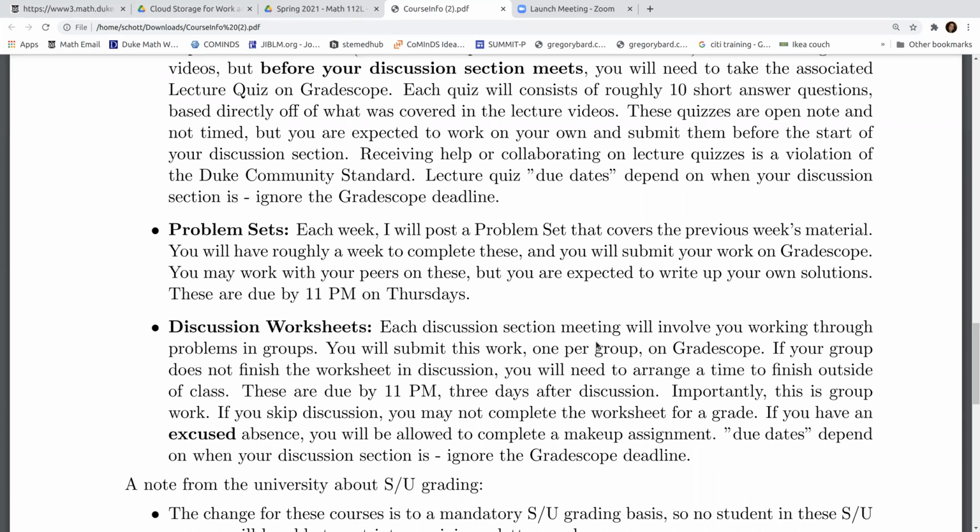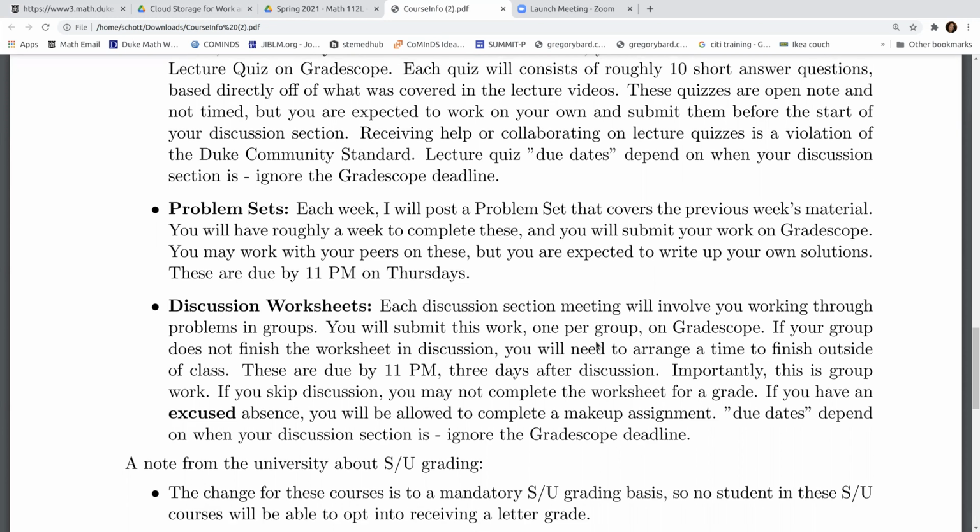And like I said, it would be great if you wanted to work on that with your peers. I just ask that you write up your own solutions, so not like photocopy your friends' answers. So that's the second category.